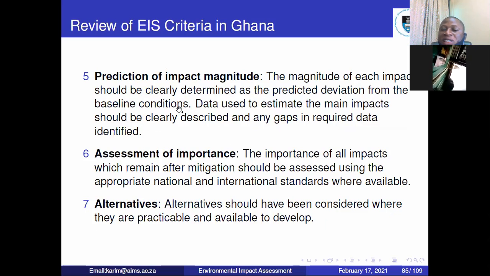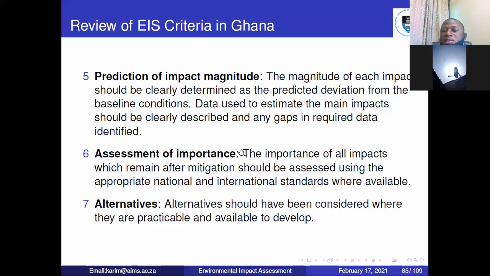Baseline condition is the condition that existed before you start the project. So any deviation from the baseline condition, whether positive or negative, will mean that your project is having impact, or is the same. And that is why we use the statistical tool to determine, before and then after the project, how it is the same or the environmental condition has changed. So the data used to estimate the main impact should be clearly described. You have to describe the data that you have used to do that. And if there are gaps in the data, you need to identify those gaps and point them out.